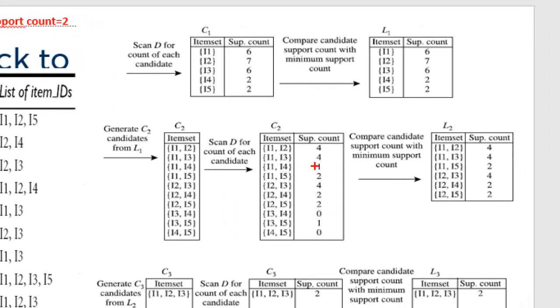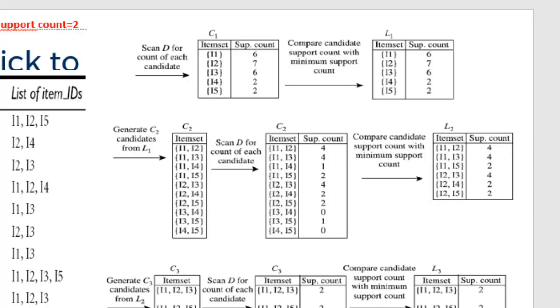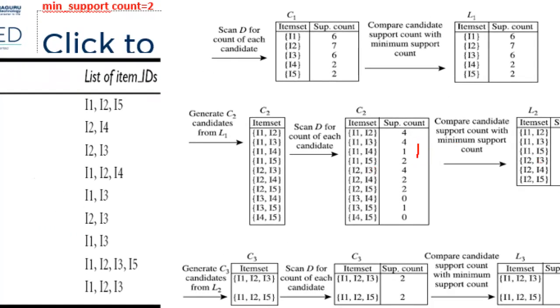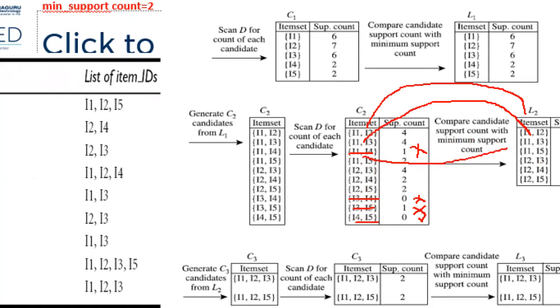So what items will be removed? Here I1, I4 doesn't have the minimum support count 2, and likewise I3, I4, I3, I5 and I4, I5. These are all below the minimum support count 2. So I'm removing I1, I4, I3, I4, I3, I5, I4, I5, and the remaining items are moved to L2. So I1, I2, I1, I3, I1, I5, I2, I3, I2, I4, I2, I5 are moved to L2.